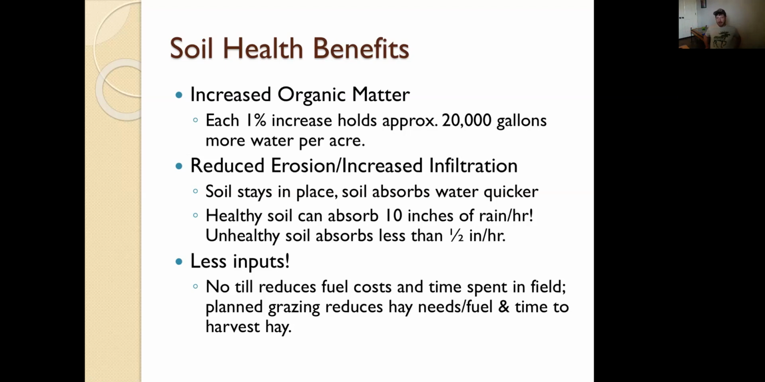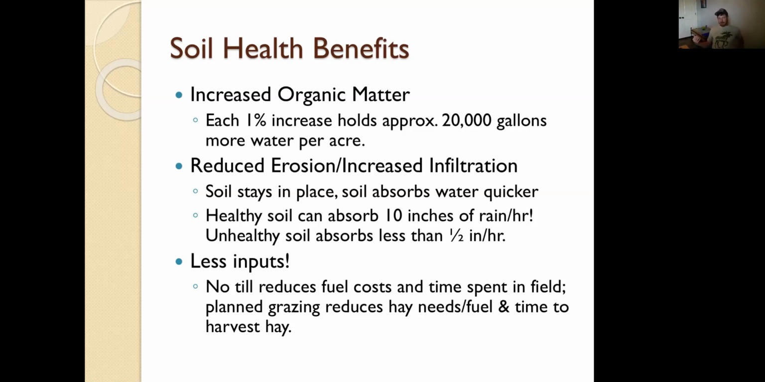Every time we look at adapting soil health principles, we can reduce our inputs. No-till farming can reduce fuel costs because we're not driving the tractor 3, 4, 5 times a season plowing or tilling soil. At the same time, it reduces the time you spend out there. What's your time worth?